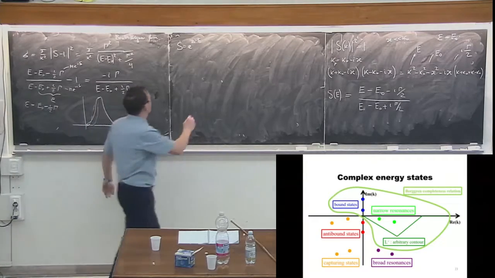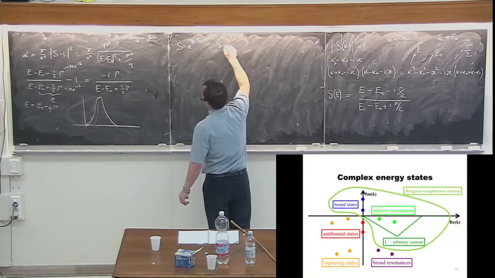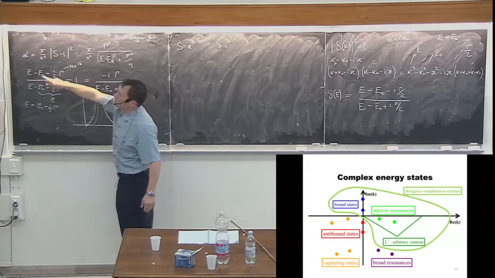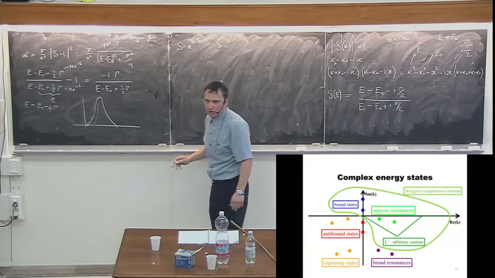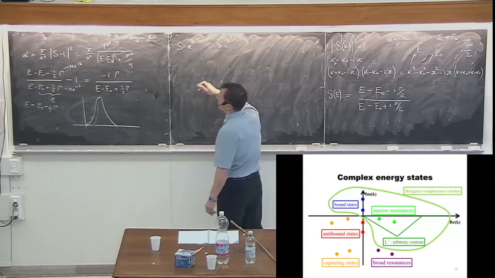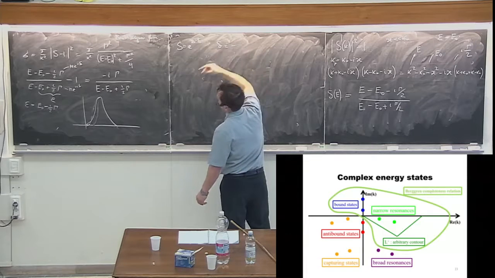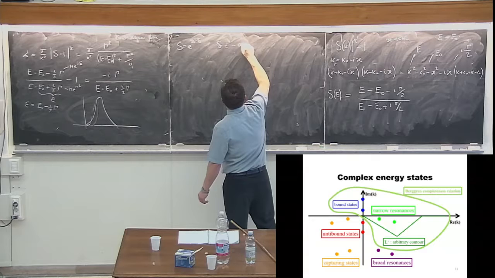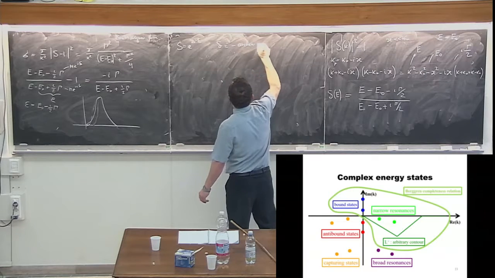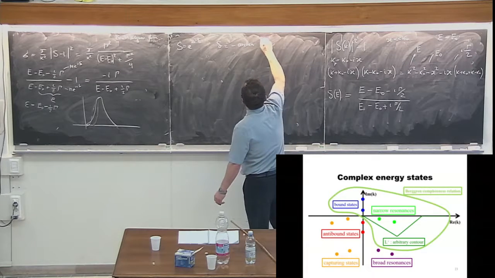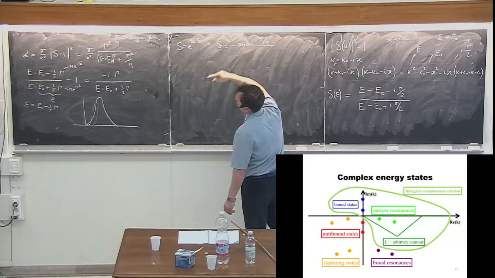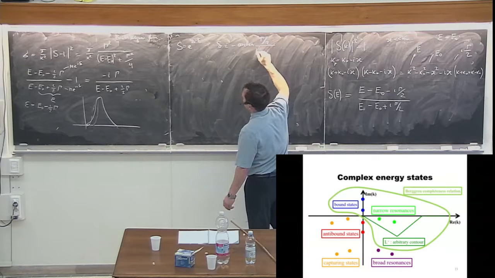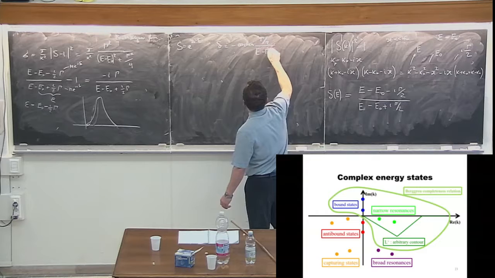So it's straightforward to get the delta. Delta is just the argument of this complex number. The argument of this complex number we can get using the tangent, for example. So it's minus arc tangent of gamma over 2 over the real part, which is the energy, E minus E naught.